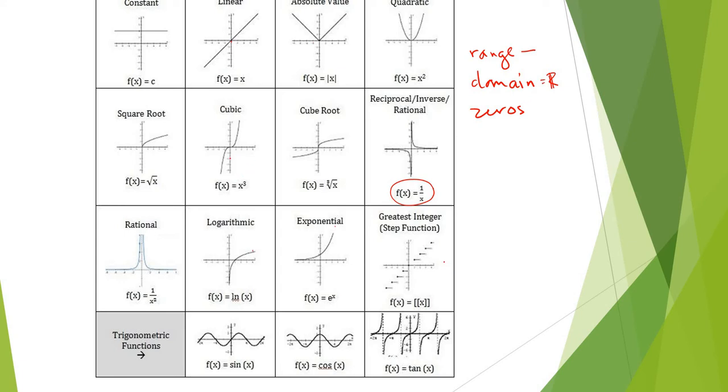We should know that cubics, again, have all real numbers for their range, but a square root does not. A square root's domain is restricted because we can't have negative values underneath the radical.